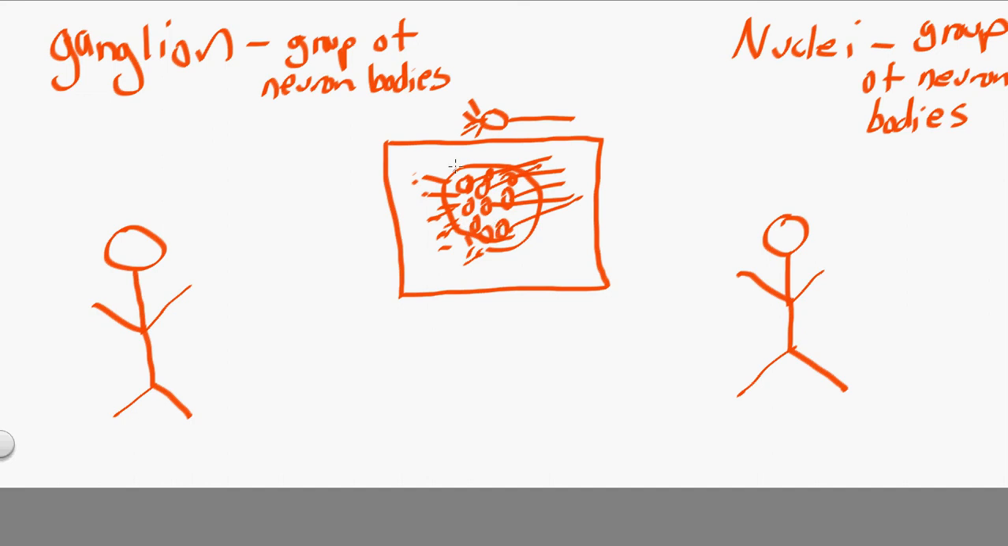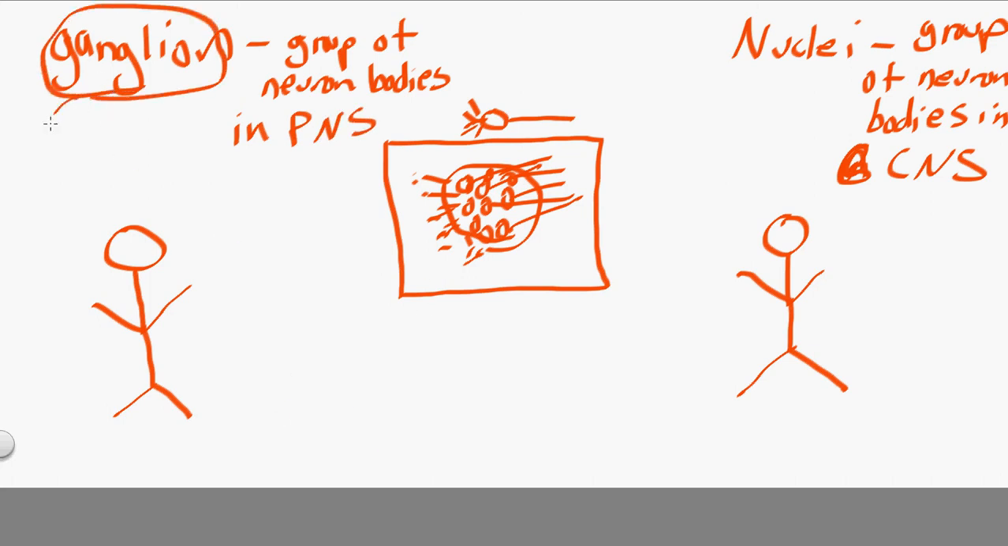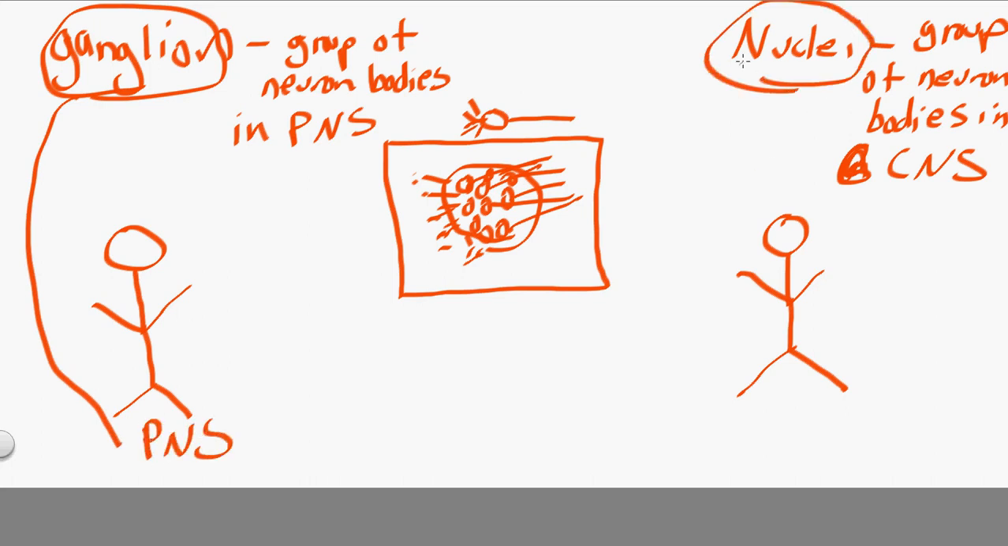So if this is a group of neuron bodies, what is the difference between a ganglion, which is a group of neuron bodies, and a nuclei, which is a group of neuron bodies? The difference is that when we say the word nuclei, we mean a group of neuron bodies in the central nervous system. Ganglion also means a group of neuron bodies, but in the peripheral nervous system. So that is the difference between ganglion, which is in the peripheral nervous system, and nuclei, which is a group of neuron bodies in the central nervous system.